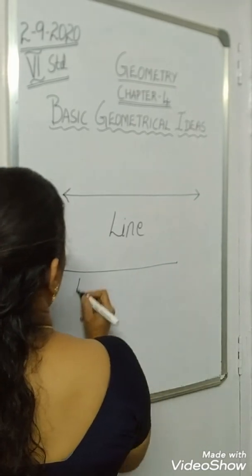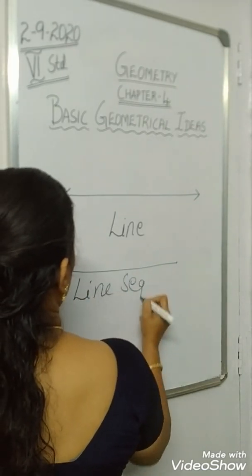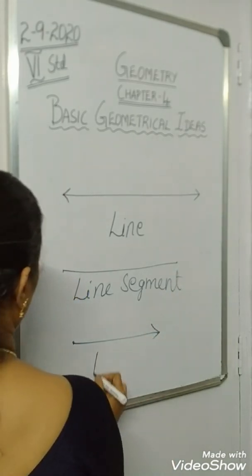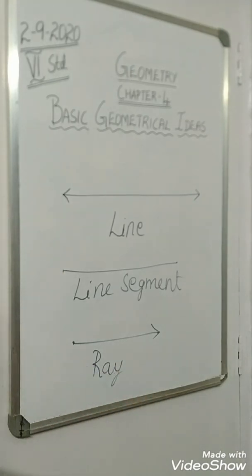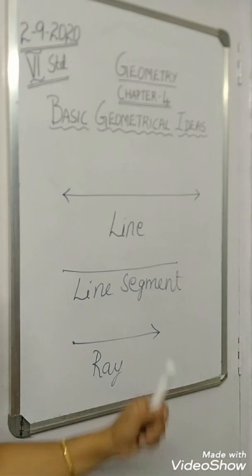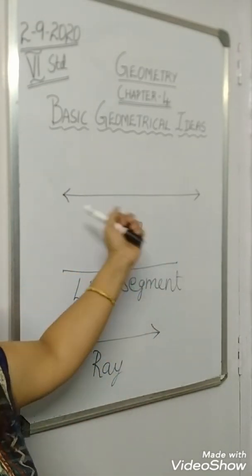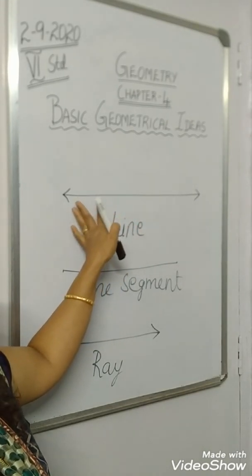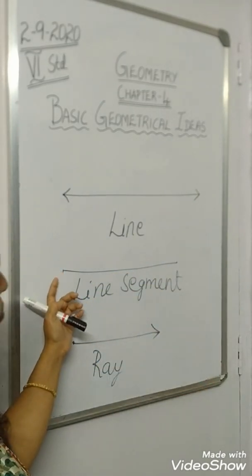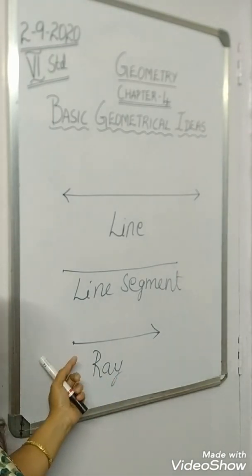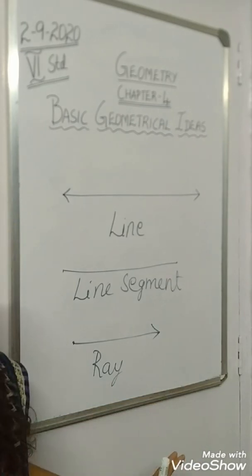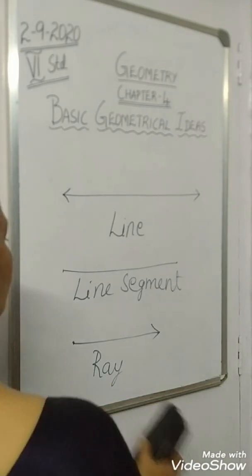What is this called? It's called a line segment, and this is called a ray, isn't it? So this is a line segment, and this is a ray. A line can be extended to both the sides. It has no starting point nor ending point. A line segment has a starting point and an ending point, whereas the ray contains only the starting point, not the ending point. It can be extended to one side. Hope you understood.